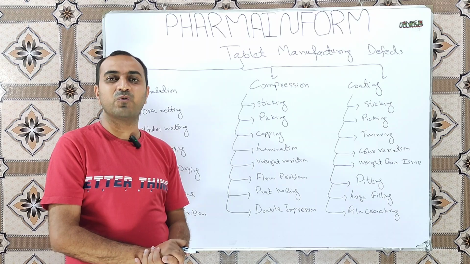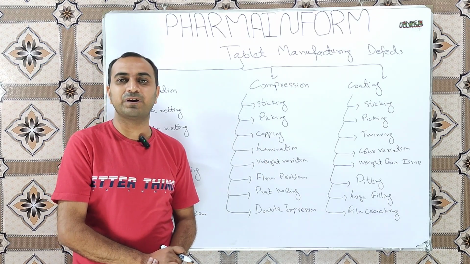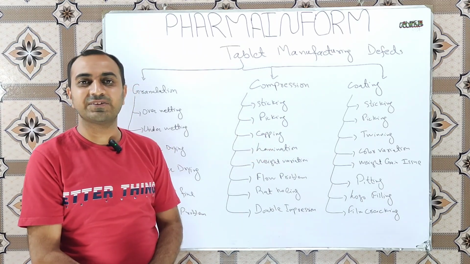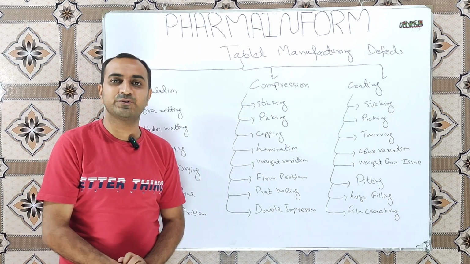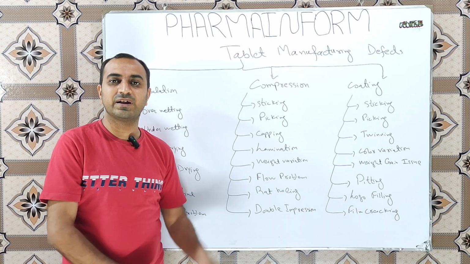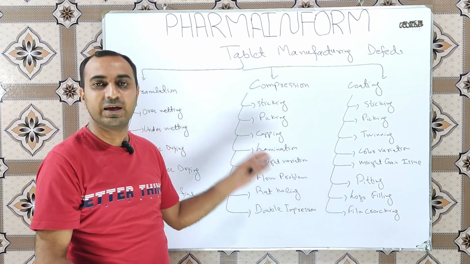Next one is the capping. Capping is the removal of crown edges of the tablet, and lamination is the defect where tablets separate into 2 or 3 layers. Now capping and lamination defects and remedies are also same. These are due to the over dried granules. Mean if our moisture content in granules is very low, it will result in tablet capping and lamination.